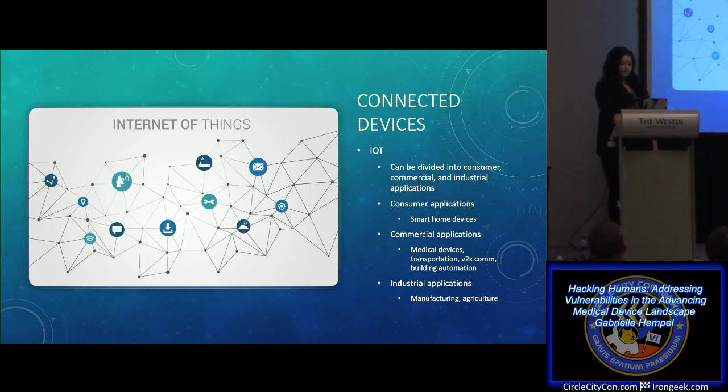Commercial applications are also comprised largely of medical devices. These devices are generally used for data collection, remote health monitoring, and emergency notification. It can also include transportation system controls, vehicle-to-everything communication, and building and home automation. Finally, we have industrial applications of IoT devices, which include manufacturing devices, especially digital control systems, and agricultural devices.